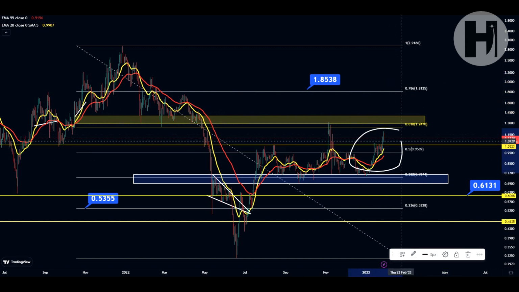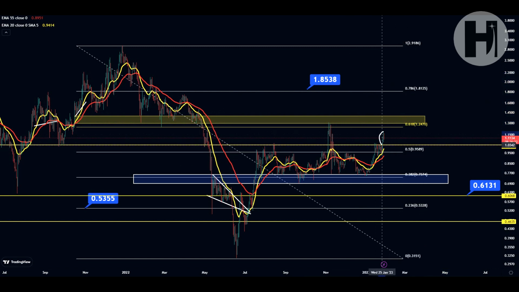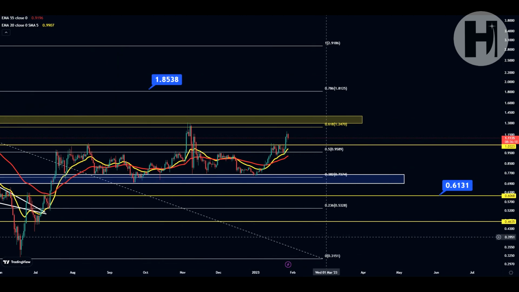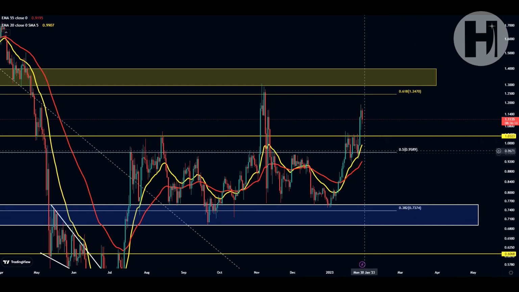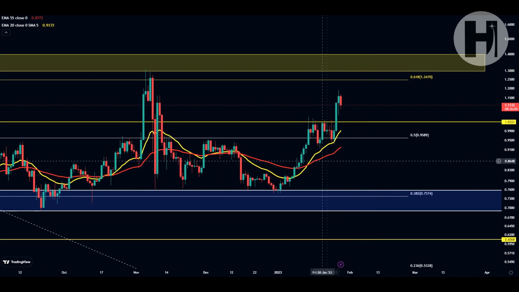Even this isn't sustainable right now because we're quite overextended from the 20 EMA, which is the yellow EMA here, the yellow moving average. As you can see, once you're that overextended from it, you typically see a pullback, and usually you do lose it as support, and you come back down to the 55 EMA, which is the red moving average here. But for entries, I would be targeting potentially the 0.5. That's going to be a nice entry, a nice safe entry if you don't want to wait longer.